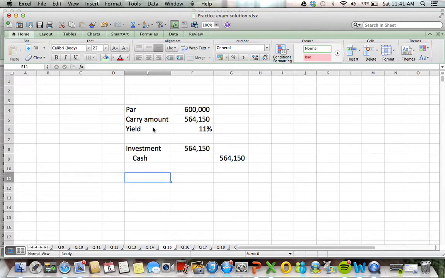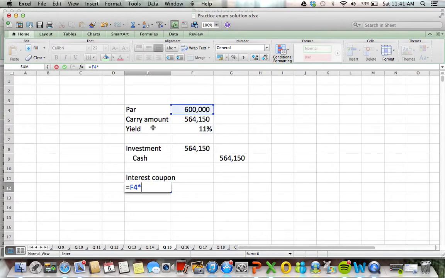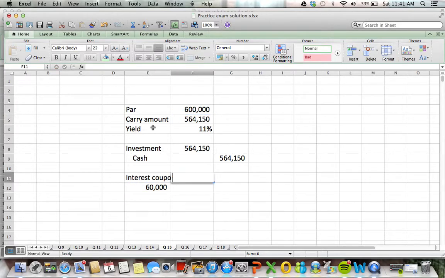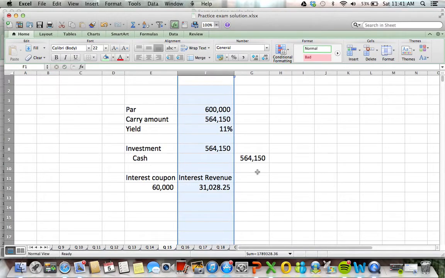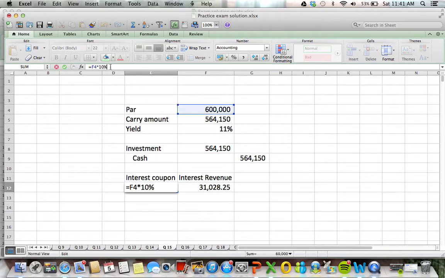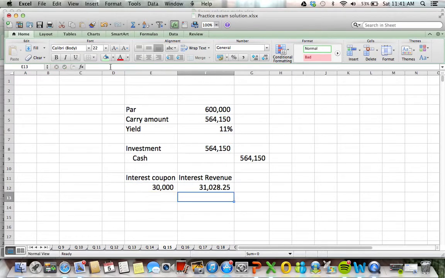Now, as far as when we receive interest, what's going to happen? We're going to receive a coupon, it's going to be 10% a year, right? And then we're going to record interest revenue. We're going to receive the interest coupon, but interest revenue is actually going to be the carrying amount times the yield. That's the interest revenue. But since we're doing 6 months here, they just want to see 6 months. This is how much I'm going to record in interest revenue. And the coupon, since it's for only 6 months, that's how much I'm going to record.